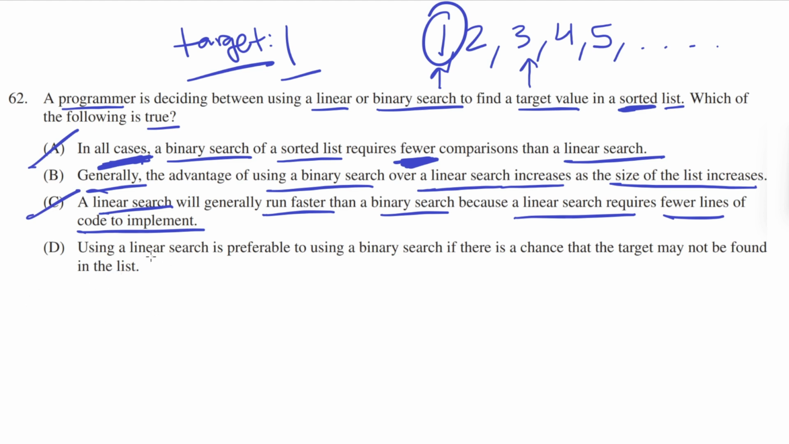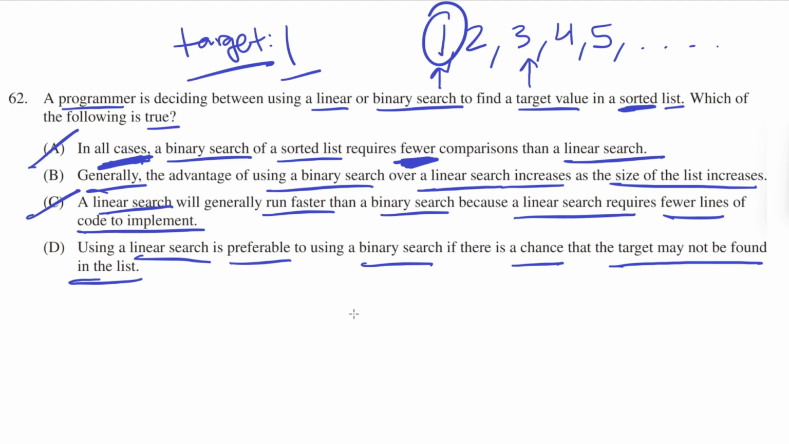D says using a linear search is preferable to using a binary search if there's a chance that the target may not be found in the list. In this case, using a binary search would be much better, because if a target is not found in the list, then every time the binary search halves the list, it rules out elements to not check.